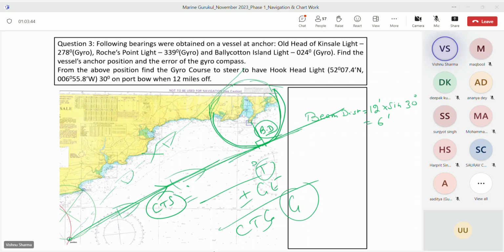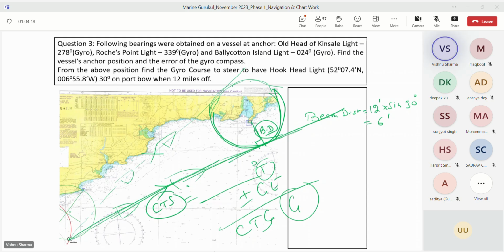Having a light theta degrees on the bow at a given distance. The method can be called this: having a point theta degrees on the bow at a known range. And the moment you are able to identify, oh, this question is about finding the CTS when you have a light theta degrees on the bow at a given range, then you will immediately say, okay, what is the first step? Beam distance. Second step, drawing the circle. Third step, drawing the tangent.